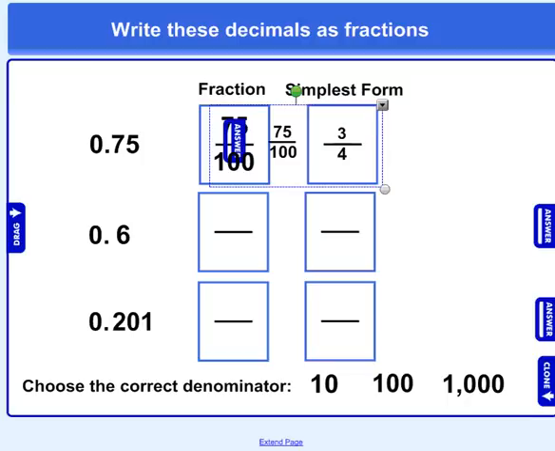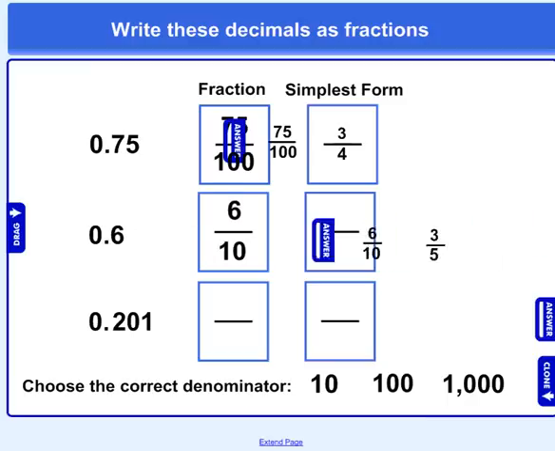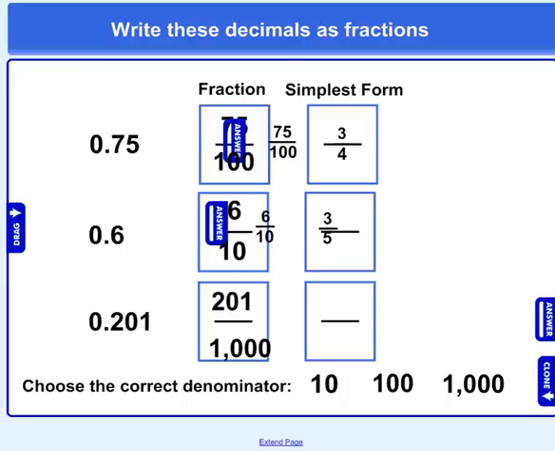Okay? So you had 6 tenths. You should have heard that word tenths to understand that it's 6 tenths. You have 6 of them, so it's 6 over 10. And then if you simplify that and put it in the simplest form, you would have had 3 fifths. And then 201 thousandths. You hear that word thousandths, so you know the denominator must be 1,000. You have 201 thousandths, and then you simplify that down to, well, because 201 is not simplifiable, it doesn't simplify at all. All right, let's go on.